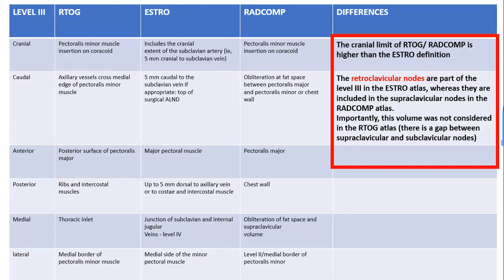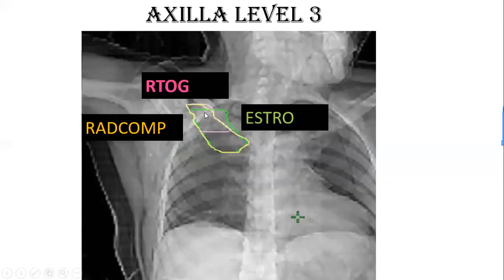Coming to the level 3 lymph node, here we can see the cranial limit of RTOG is higher than the ESTRO, but the caudal limit of ESTRO is much larger. So the RADCOM takes the cranial border according to the RTOG and the caudal border according to the ESTRO guidelines.